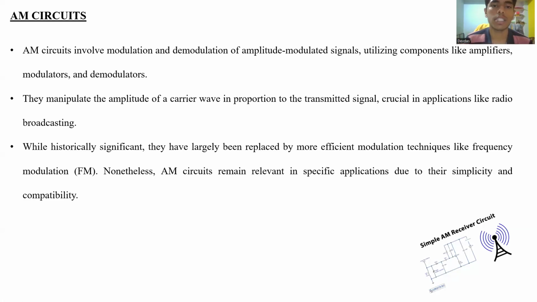AM circuits involve modulation and demodulation of amplitude modulated signals utilizing components like amplifiers, modulators, and demodulators. They manipulate the amplitude of a carrier wave in proportion to the transmitted signal, crucial in applications like radio broadcasting. While historically significant, they have largely been replaced by more efficient modulation techniques like frequency modulation. Nonetheless, AM circuits remain relevant in specific applications due to their simplicity and compatibility.